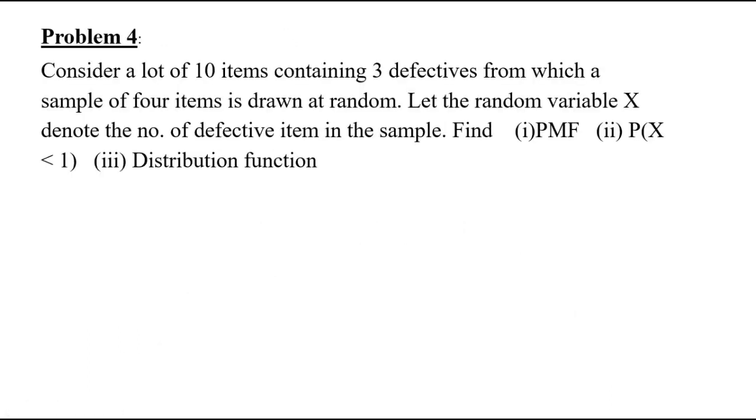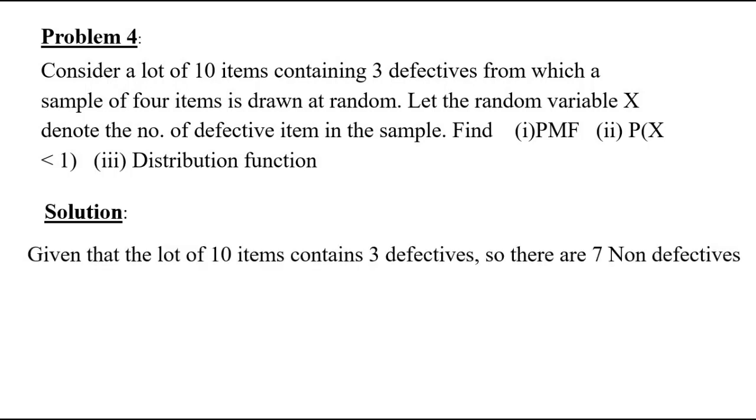Now let us explore another problem. Consider a lot of 10 items containing 3 defectives, from which a sample of 4 items is drawn at random. Let the random variable capital X denote the number of defective items in the sample. Find the probability mass function, the probability that X is less than 1, and the distribution function. Now let us find out the solution.